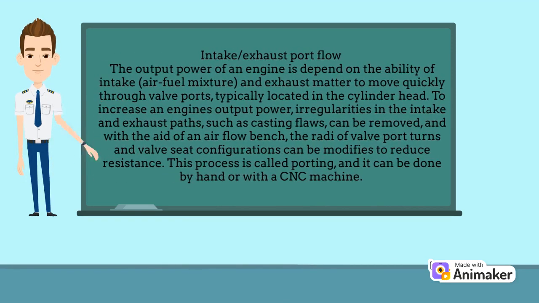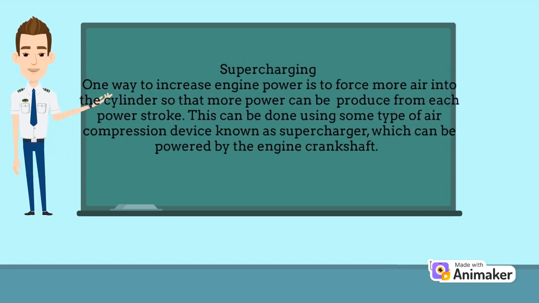Intake/exhaust port flow. The output power of an engine is dependent on the ability of the intake air-fuel mixture and exhaust matter to move quickly through the valve port, typically located in the cylinder head. To increase an engine's output power, irregularities in the intake and exhaust paths, such as casting flaws, can be removed, and, with the aid of an airflow bench, the radial valve port turns and valve seat configuration can be modified to reduce resistance. This process is called porting, and it can be done by hand or with a CNC machine.